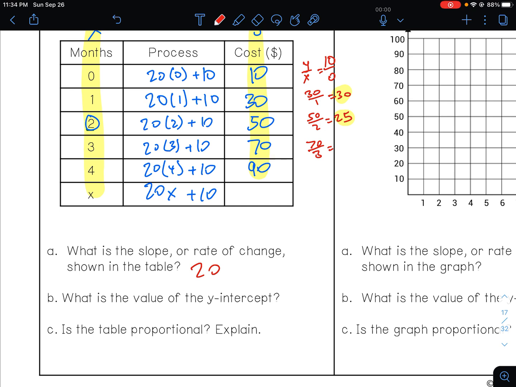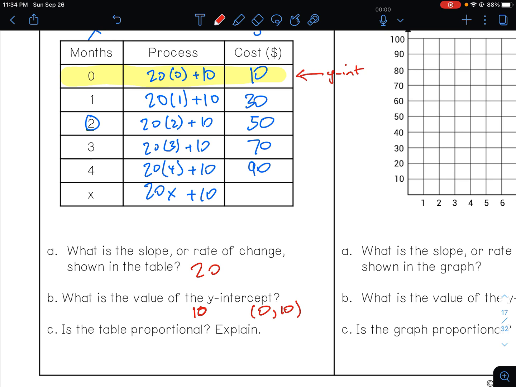What is the value of the y-intercept? The value of the y-intercept can be found here. So remember, when x is 0, that's how we find the y-intercept. So what is the value of the y-intercept? It's 10. So you can find the y-intercept right there. It is 10, or if you want to do an ordered pair, it would be x is 0, y is 10.